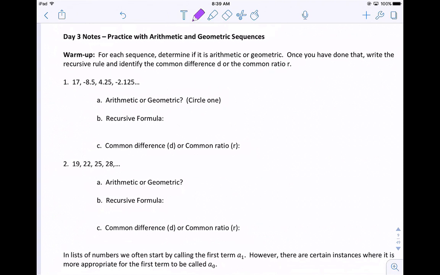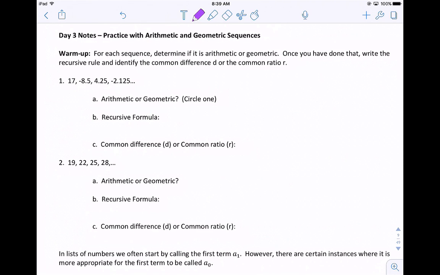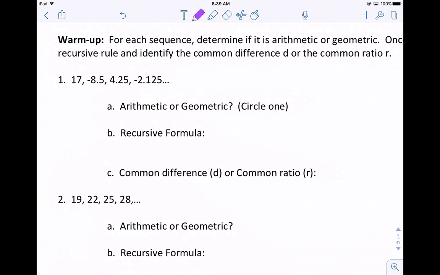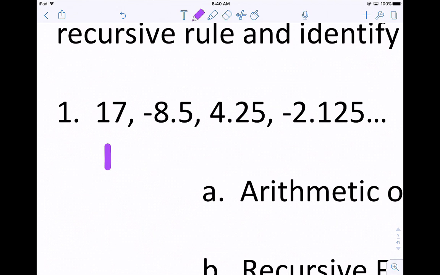For each sequence, determine if it's arithmetic or geometric. Once you have done that, write the recursive rule, identify the common difference, d, or the common ratio, r. Okay, so take a look at the first one. Again, if you have no idea, take one term and just subtract and see if you subtract every time, are you getting the same number? And if that doesn't work, then divide. So take any number, divide by the one before it. But yesterday we talked about if it alternates from positive to negative, then it's probably geometric.